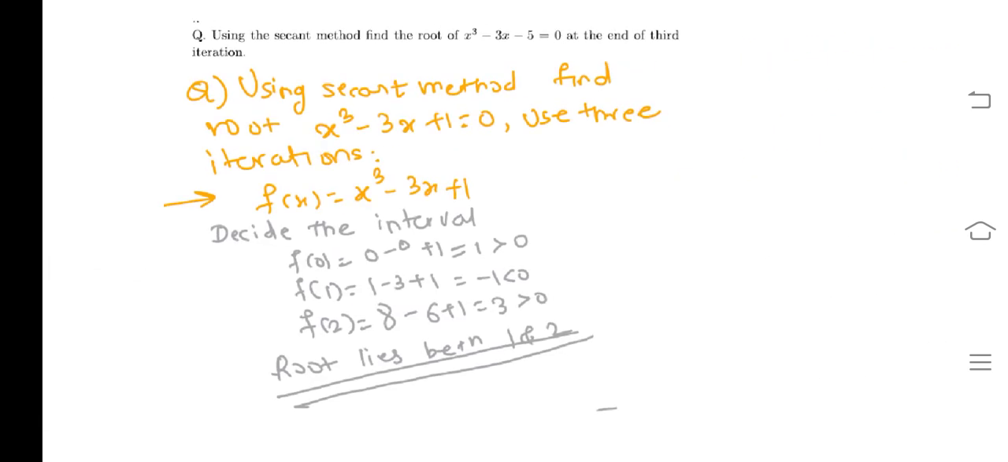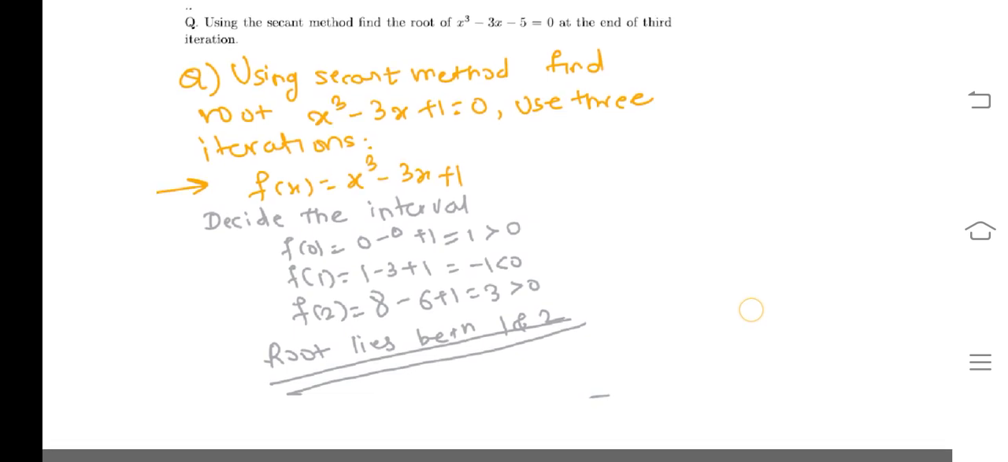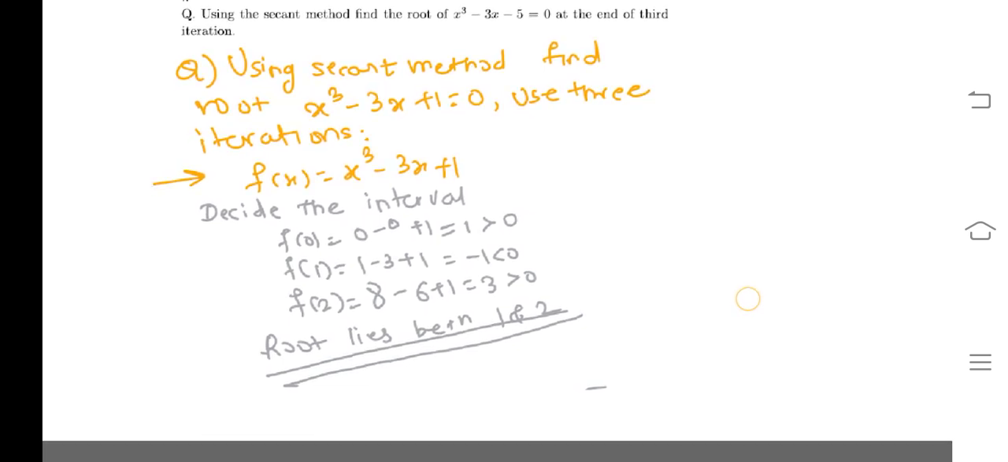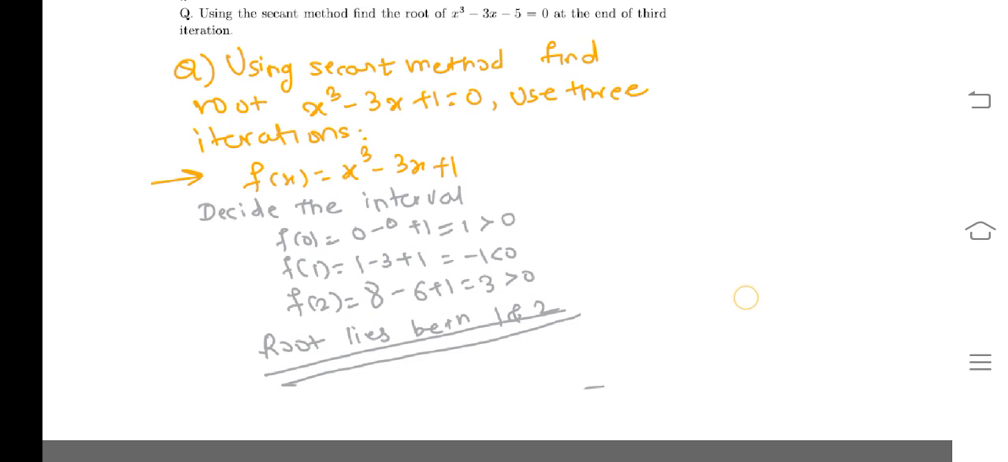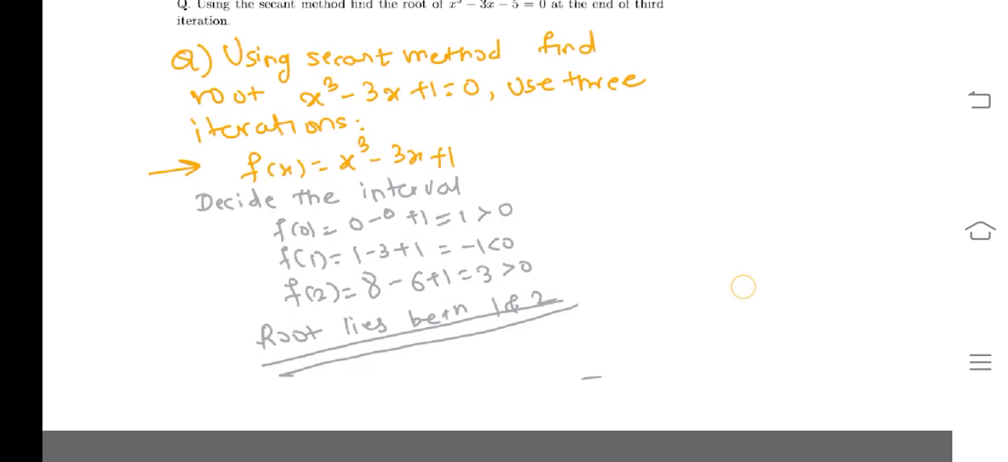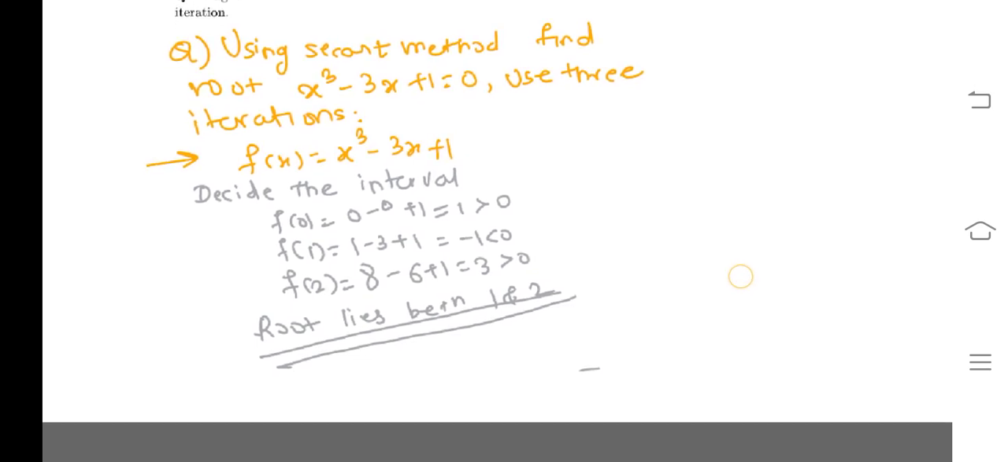Let's work out one problem. Using the secant method, find the root of the equation x cubed minus 3x plus 1 equal to 0 using 3 iterations. So f(x) is x cubed minus 3x plus 1.